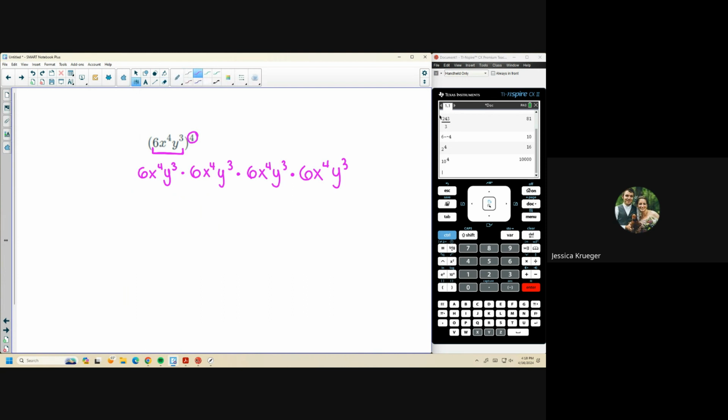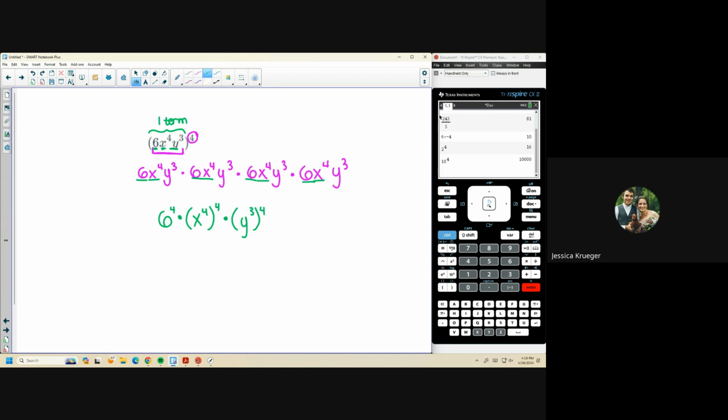So let's see what patterns we notice. The first thing I want you to notice is this is a single term. There's no addition or subtraction in here. So if I'm taking a single item and raising it to the 4th power, that means I'm going to have 4 of each of these things that are inside. So the first thing I'm going to have is 4 6s, which is 6 to the 4th, times. The second factor is x to the 4th. So I'm going to have 4 of those, times. Then my y to the 3rd, there's going to be 4 of those.